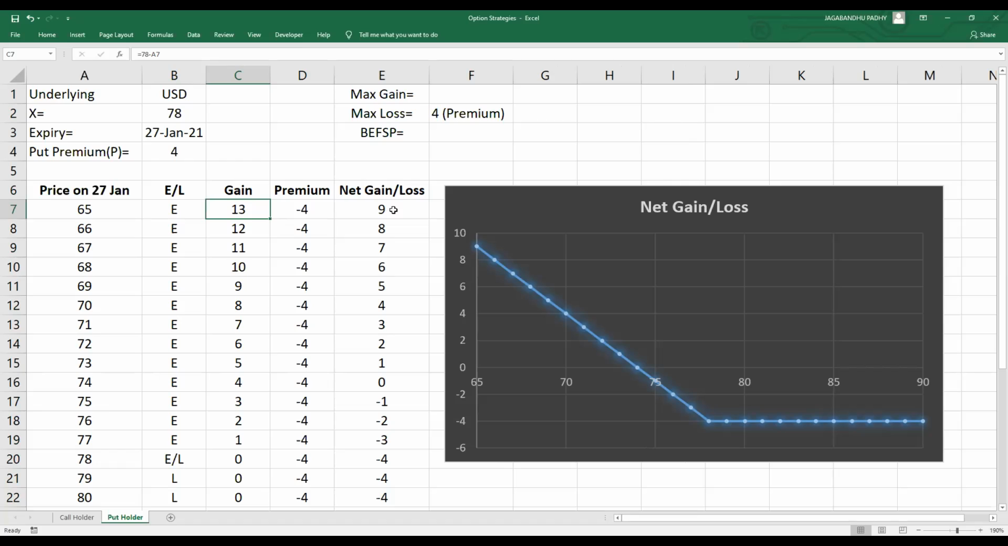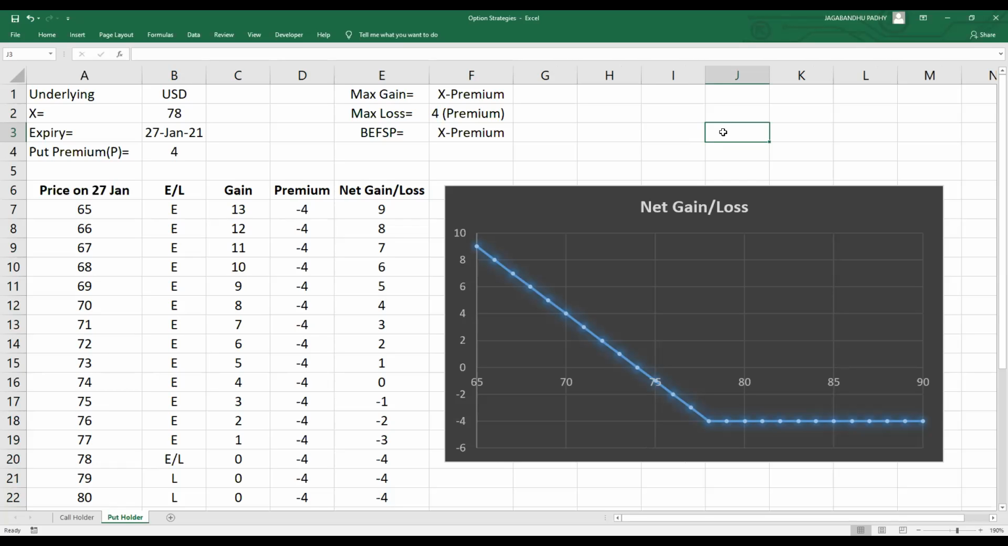So what will be the net gain or net loss? 74. Now how do you define that 74? X minus premium. X minus premium is the maximum gain that you can make. And here, what can you say about the break-even FSP? X minus premium. Same thing, X minus premium will be its break-even too. So break-even FSP is X minus premium.